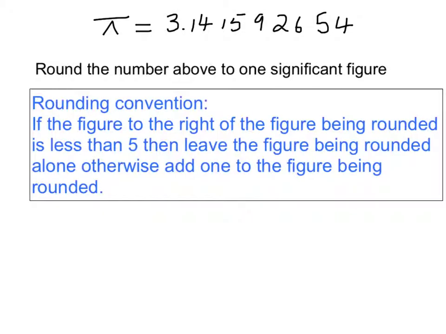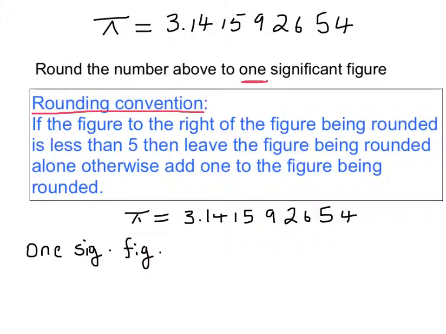Let's say I was asked the question, round the number above to one significant figure. Now, the rounding convention is as follows. If the figure to the right of the figure being rounded is less than 5, then we leave the figure being rounded alone. Otherwise, we add 1 to the figure being rounded. So let's do that for this question.